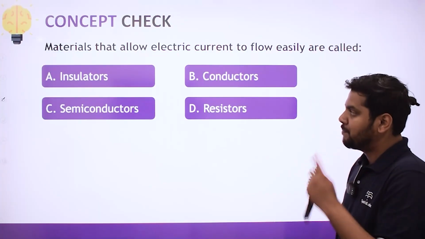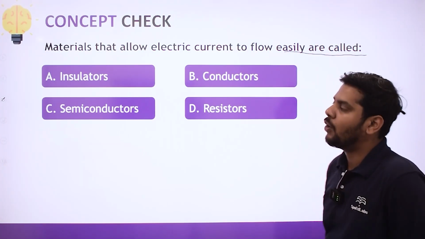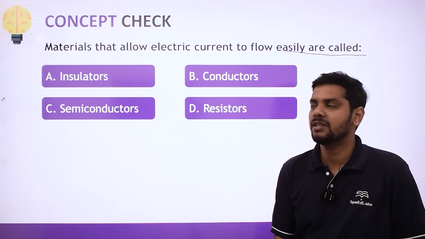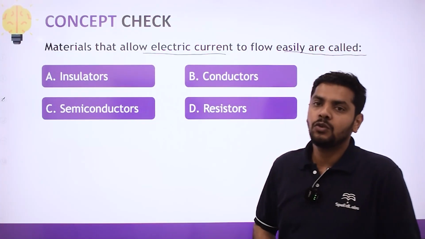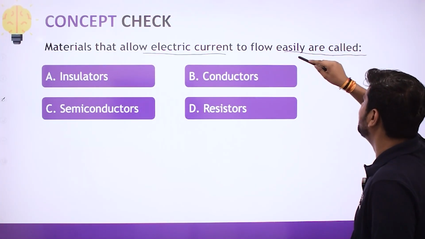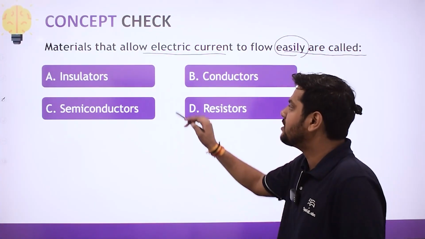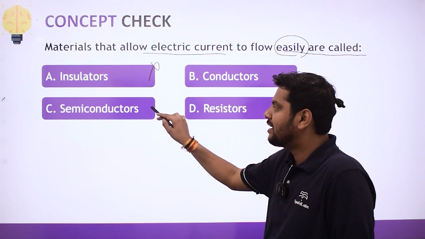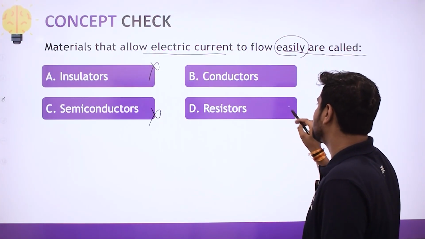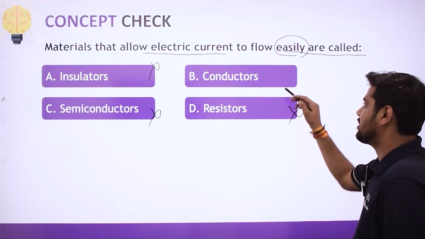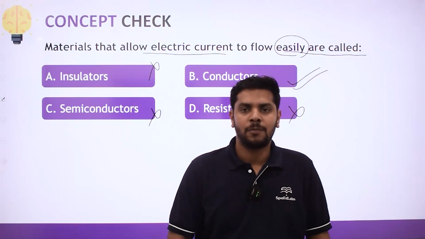Next question. Materials that allow electric current to flow easily are called, as we have talked about just now, materials which will allow electric current to flow through them. And how easily? Very easily we are talking about, right? So they will be known as insulators? No. Semiconductors, again no, because they will allow some amount. Resistors? No. Conductors? Yes. So our option number B will become the correct option here.